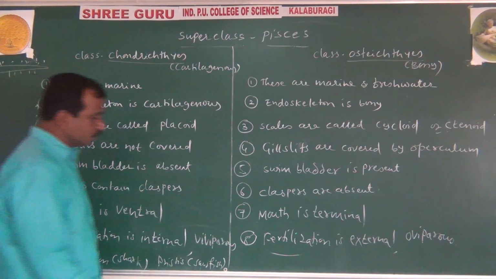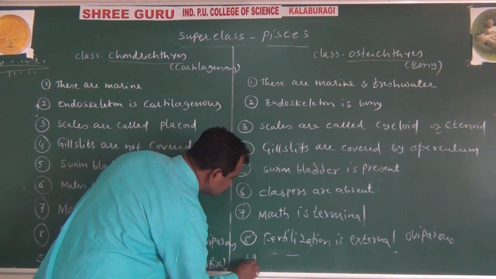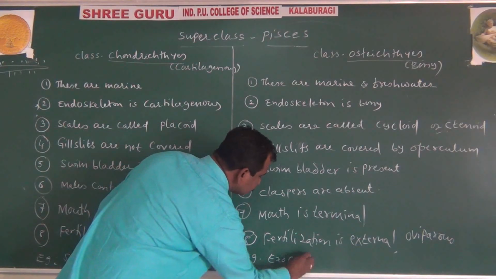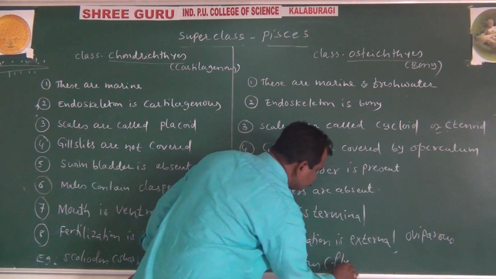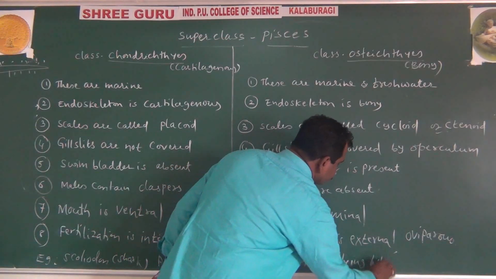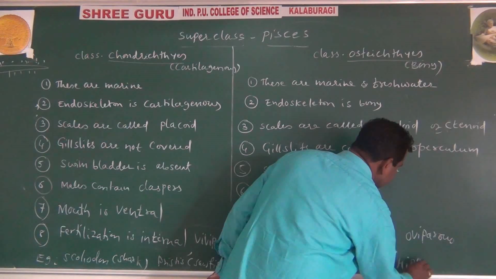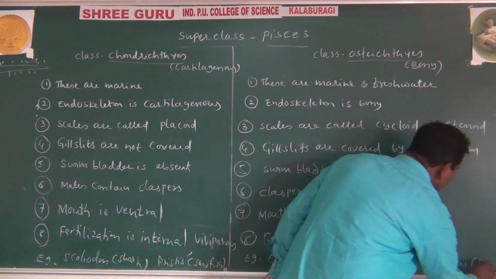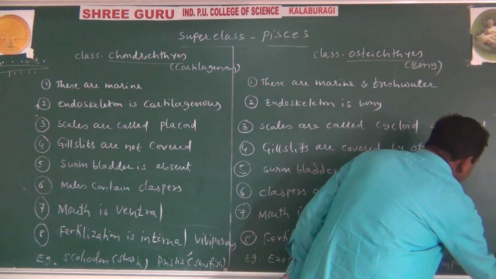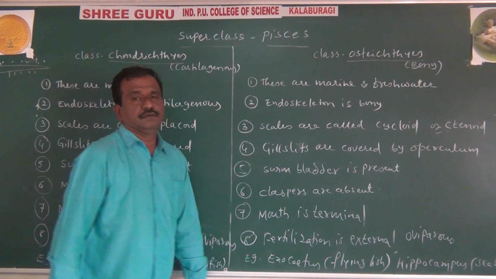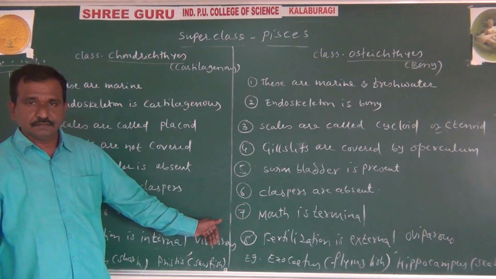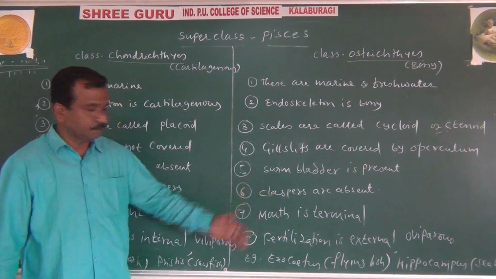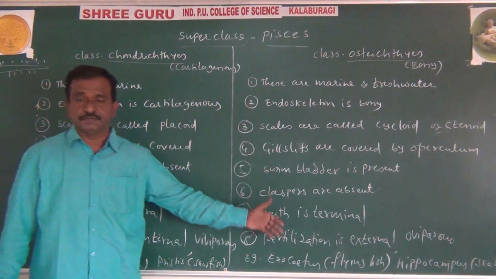Next is here. Example: Exocoetus, the flying fish. Hippocampus, the seahorse. So many examples are there. Catla is there, Labeo rohita is there. All these are the examples we are giving under the bony fishes.